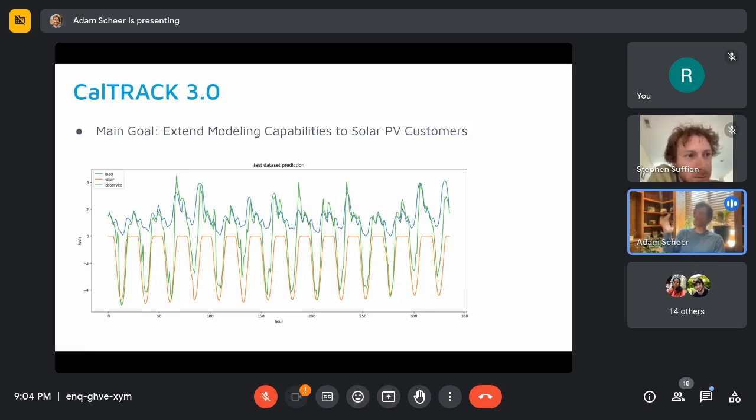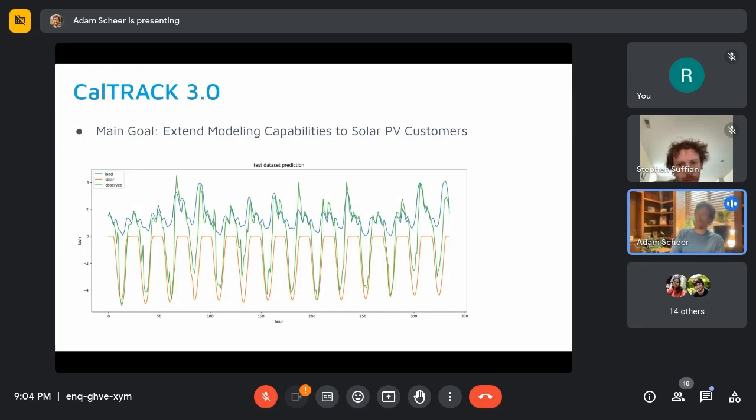So this is just a graph of a very preliminary model. He's just poking around, and the green curve is the AMI data for a solar PV customer. He has disaggregated this AMI data into a solar PV generation trace, which is the orange trace, and a whole building consumption profile, which is the blue trace. We're very interested in being able to disaggregate solar PV, but even more fundamentally, just being able to produce accurate and reliable counterfactuals for customers that have solar PV on their rooftop.